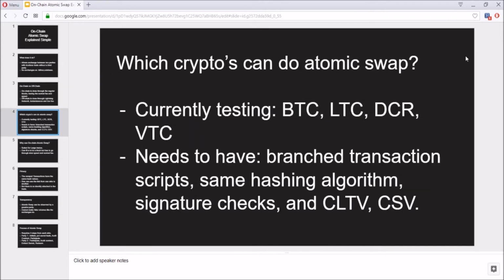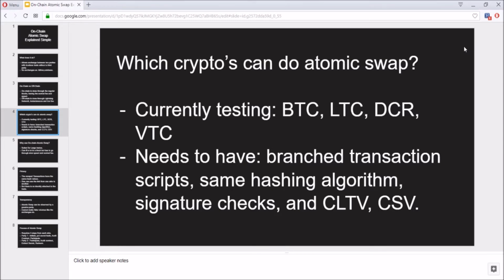So which cryptos can do atomic swaps? Currently testing are Bitcoin, Litecoin, Decred, and Vertcoin. Those four have been tested. I'm not sure if Bitcoin was successfully tested, but I know that Litecoin to Decred and Litecoin to Vertcoin have been successfully tested, through Charlie Lee's confirmation in his tweets.